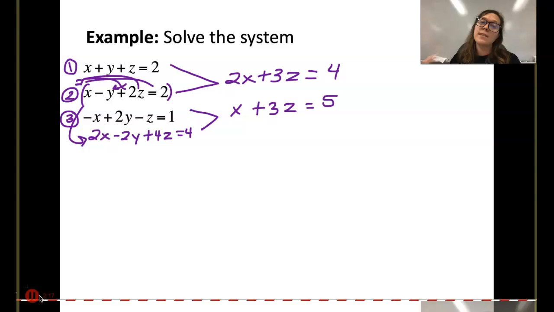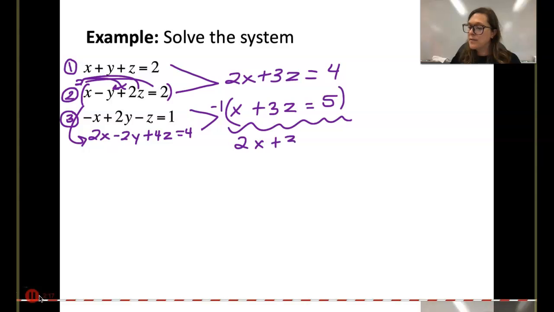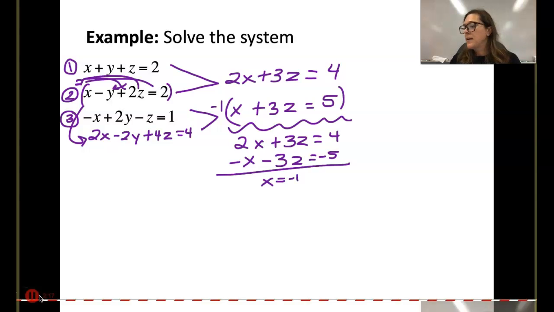So now we can solve this just like we did back in 4-1. I'm going to eliminate the z's because I have the same coefficient. They both have a 3 in front. So all I really need to do is multiply one of them by a negative 1. So my new system, top doesn't change, 2x plus 3z equals 4. My bottom now becomes negative x minus 3z equals negative 5. Adding straight up and down gets me x is equal to negative 1. Oh, that was nice.